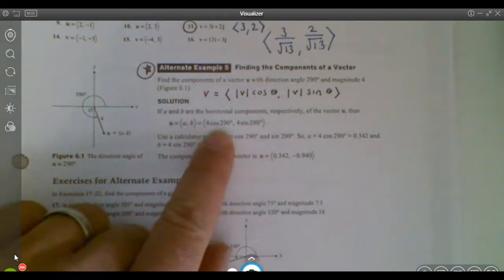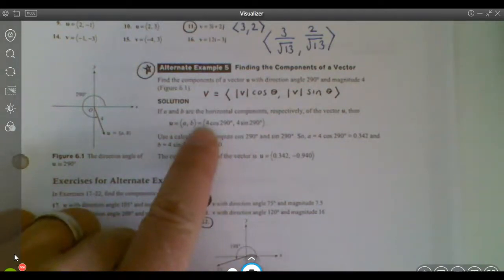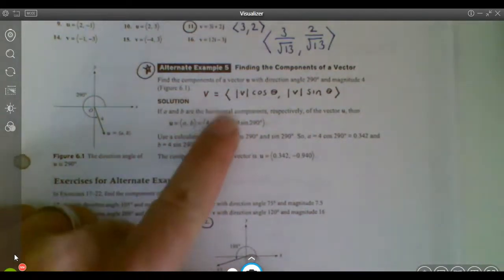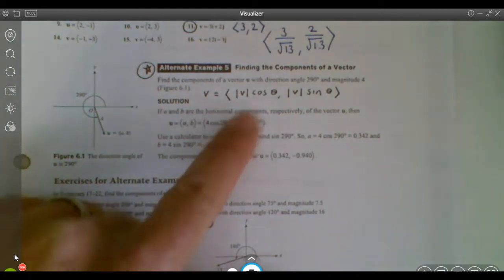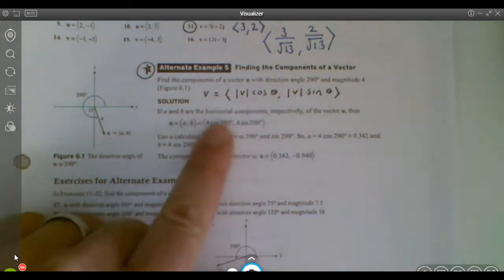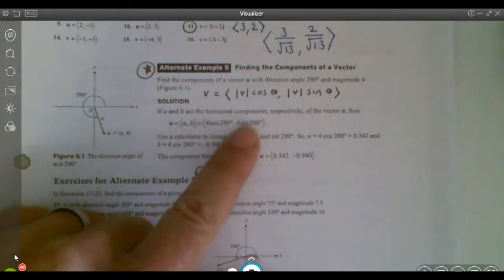So what they did on this was, here's how they wrote it, right? They just plugged in the information that was given. They told us the magnitude was 4. That goes here. They told us the angle was 290. That goes there. And that's it. That's our setup. Okay, but now we do need to simplify it.